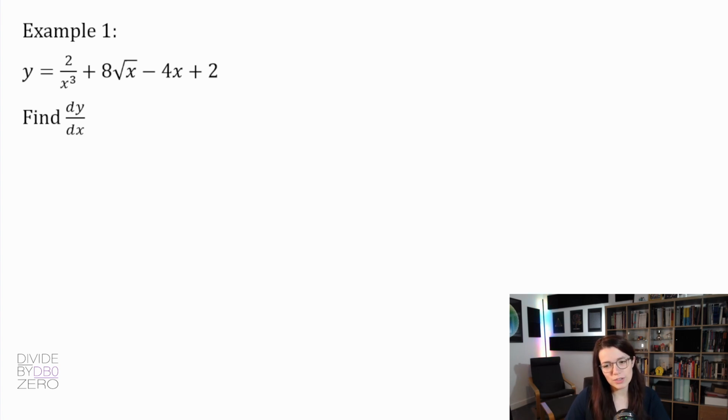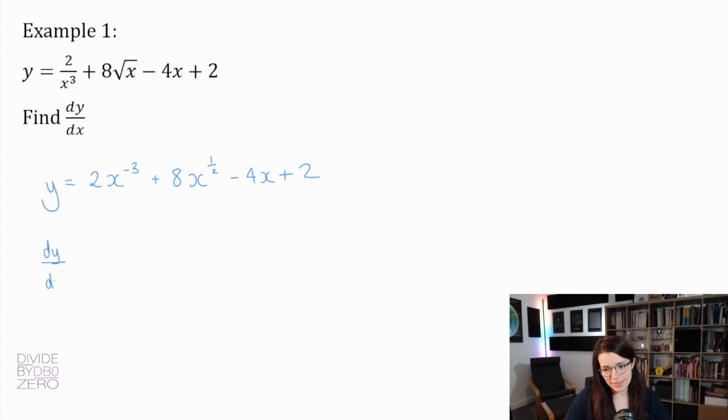Example 1, y equals 2 over x cubed plus 8 root x minus 4x plus 2. Find dy dx. So I recommend that you start by rewriting y to be in a format which is going to make it easier to differentiate. So for this one, I would write y equals 2x to the power of minus 3 plus 8x to the power of half minus 4x plus 2. So this is just rewriting the algebra as powers of x rather than as fractions or roots. Once you've done this, you're ready to differentiate.